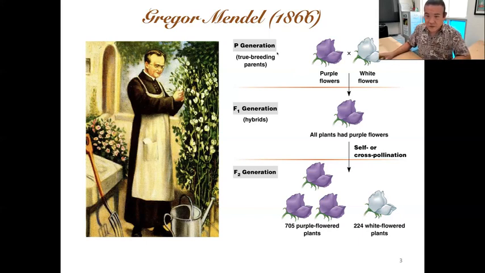So he called these true breeding parents. In the F1 generation, the first set of seeds that he would get, and he'd plant, all the resulting plants would have purple flowers. Okay, so he realized that somehow the purple color is dominant, right? That somehow the white color is almost forgotten.